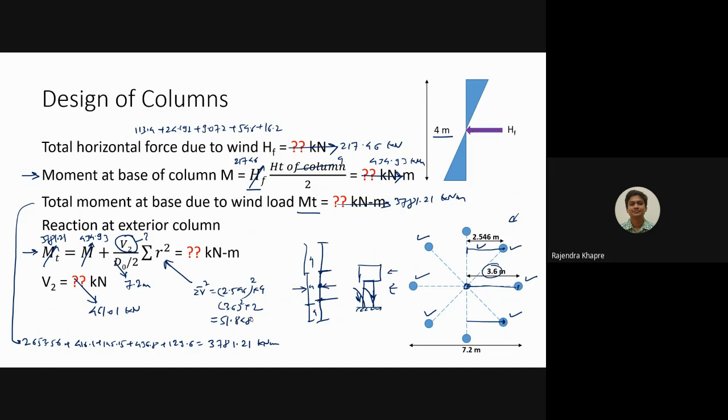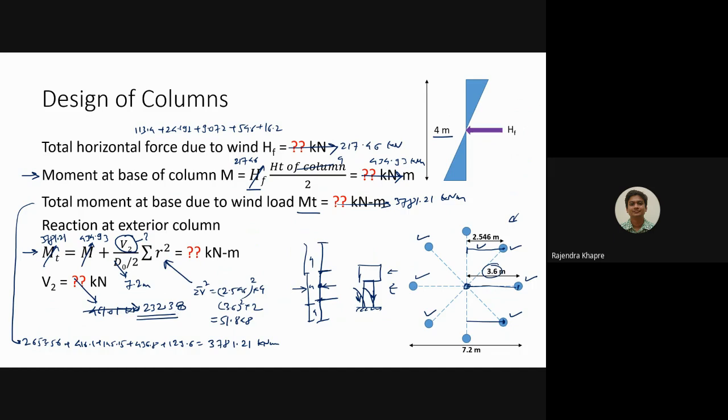बेटा मेरा आ रहा है 232. I am getting this answer as 232.34. Please check. Yes, sir. 232.38. चलो 38 ले लेते हैं. Yes, ठीक है sir. So this is the answer of V2.